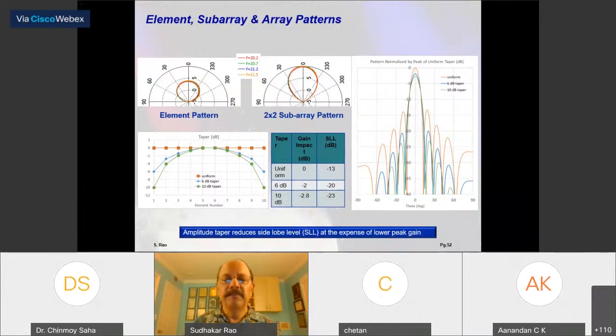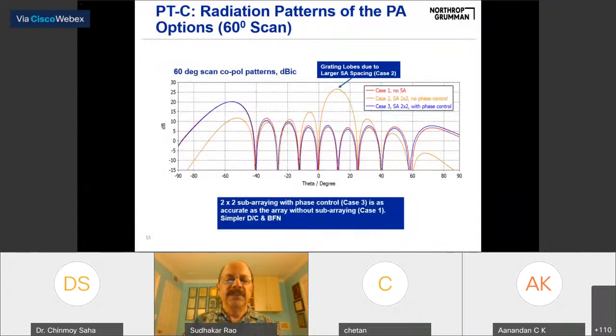So this is the 60-degree beam. Actually, you can see on the left side, minus 60. That's where the beam is for design 3. So case 3, which is the same as case 1. And then actually you can see the grating lobe is higher. But that's okay. As long as we know the position where we need to scan, even if the grating lobe is there, we're not bothered too much about it.